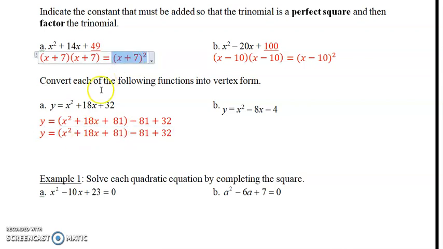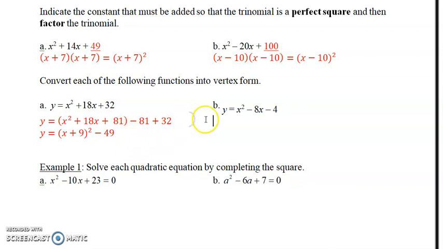So I'm going to steal this from here. We get the x plus 9 all squared. And then the minus 81 plus 32 we add together, and we get minus 49. Again, I'm doing this quickly because we did this in chapter 3. This is not new material.